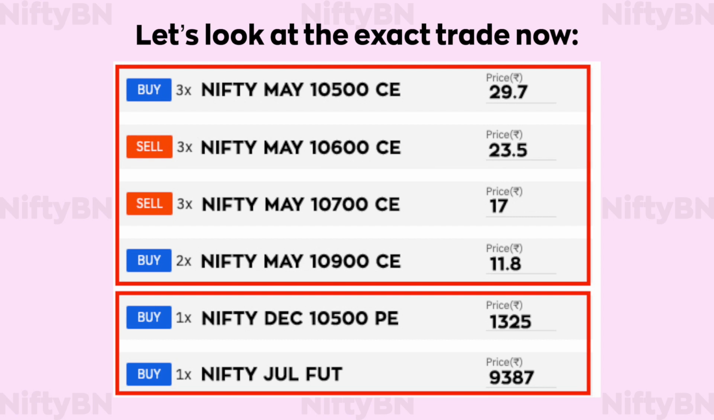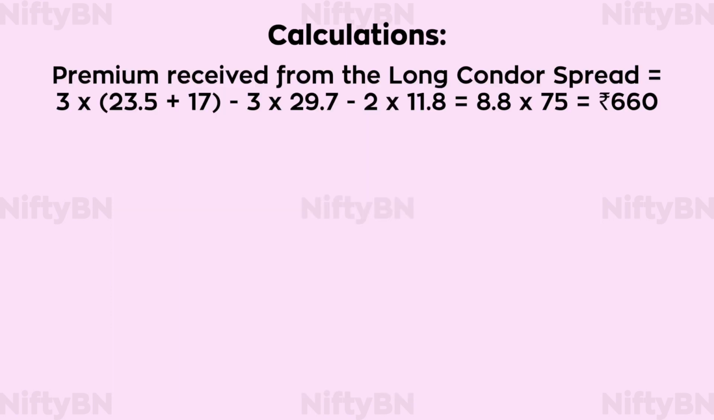The two legs can be entered simultaneously or one leg at a time. Though the condor leg would enhance the profit we can make from the trade, it does not add any additional risk. Let's look at some calculations. Premium received from the long condor spread: 3 times 23.5 plus 17 minus 3 times 29.7 minus 2 times 11.8, which comes to about Rs 660.